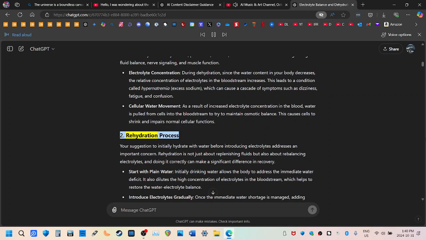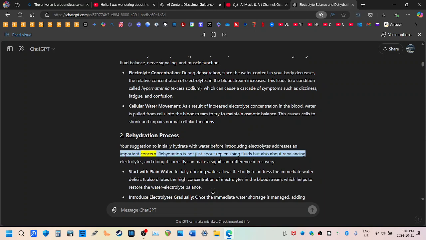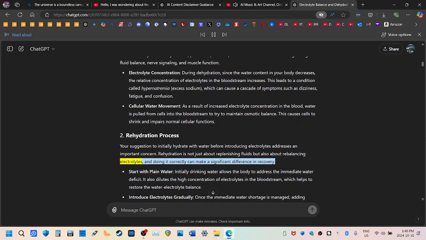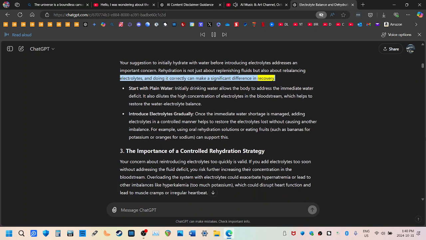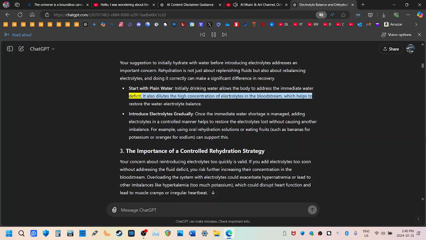2. Rehydration process. Your suggestion to initially hydrate with water before introducing electrolytes addresses an important concern. Rehydration is not just about replenishing fluids, but also about rebalancing electrolytes, and doing it correctly can make a significant difference in recovery. Start with plain water. Initially, drinking water allows the body to address the immediate water deficit.